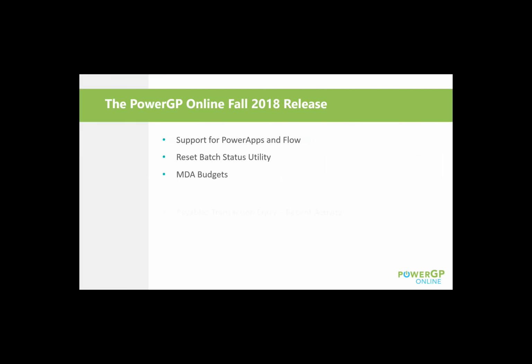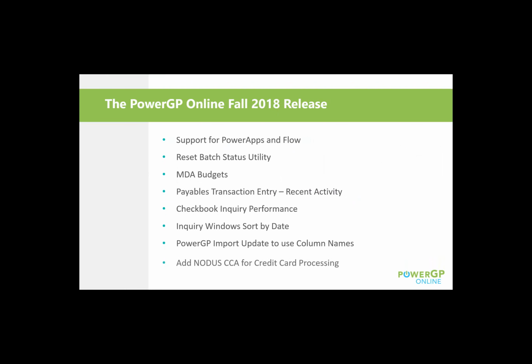Okay, we just had a release this fall with PowerGP Online. Here's a few of the things that we've added. We added a reset batch utility. So for those of you who want to go to our public cloud, where you don't get direct access to your SQL database because you're sharing hardware, which brings your cost way down, we added this so you don't have to reset your batches, which is usually something you have to do in SQL. We've also added a few things from our experts to make your life a lot easier.